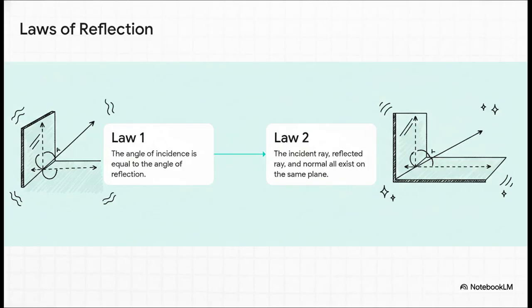And based on that straight line travel, we get these two ridiculously simple laws. Law number one, the angle a light ray hits a surface at is the exact same angle it bounces off at. It's just like playing pool. The angle the ball hits the bumper is the angle it comes off. Bam, equal. And law number two is even simpler. The incoming ray, the outgoing ray, and that imaginary line that's perfectly perpendicular to the surface, they all lie on the same flat plane. That's it. Simple, clean, and always true.